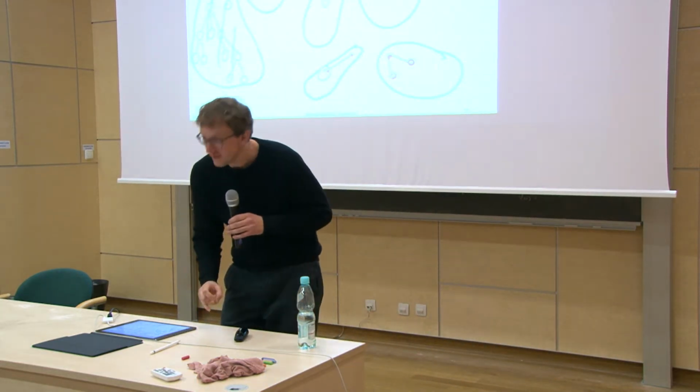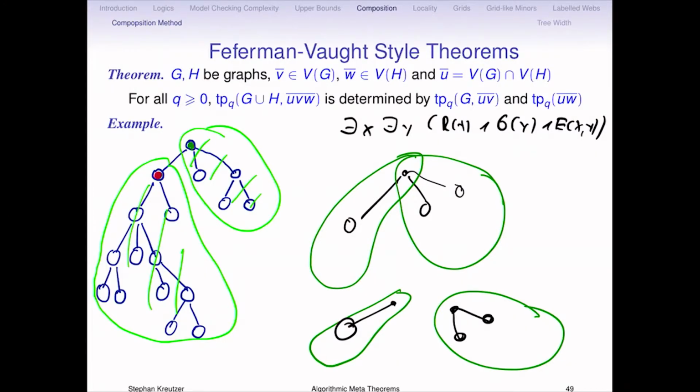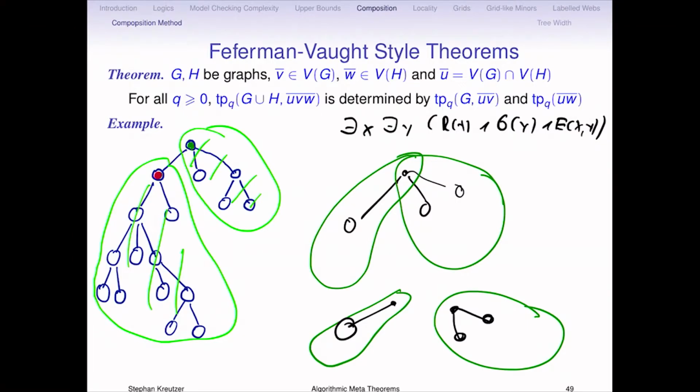Yeah? Yes. Still, the overlap is only W, right? It's actually U, because it's the intersection. But you're right, this V and W should actually drop. You don't need this. Okay. So you only need the overlap. You don't need anything else. Yeah, in the algorithm you will need this. For the sentences, you shouldn't need anything other than the overlap.